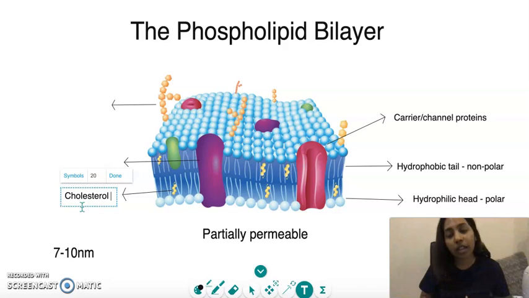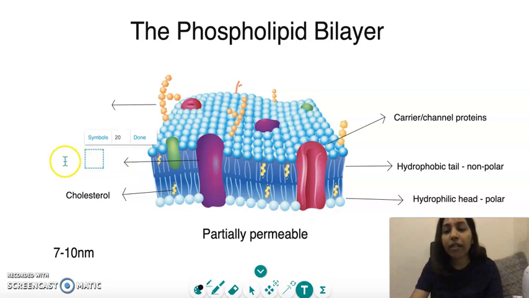And also another thing that cholesterol does, it prevents it from becoming too fluid when the temperature is too high. So we don't want the phospholipid bilayer to be either too rigid or too fluid, because both of those extremes can have a negative impact on what goes in and out of the cell. So cholesterol is really important to maintain the stability of the membrane.